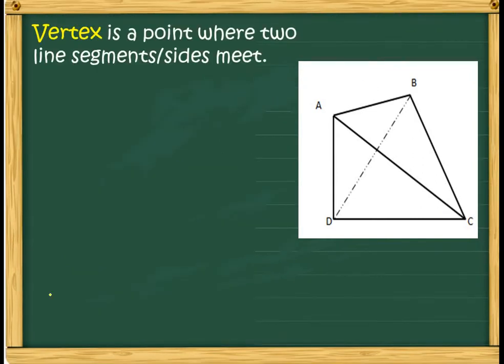A vertex is a point where two line segments or sides meet. So in segment BA and segment DA, they meet at point A. So we have vertex A. Side AD and side DC, they meet at point D. Side DC and side CB, they meet at point C, and side CB and side BA, they meet at point B. Note that ang plural ng vertices is vertex.